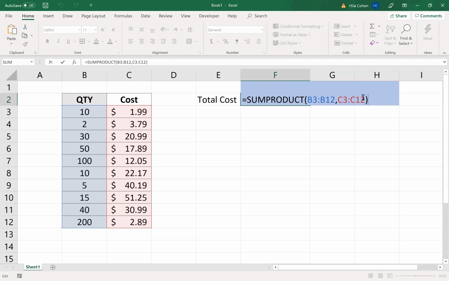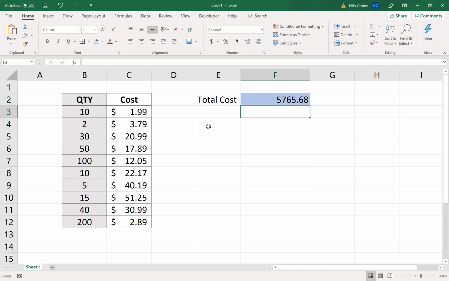You can multiply multiple areas, so it's not only two. If you have another area that you need to multiply by, you can separate that by commas. So that's the illustration for how to use the SUMPRODUCT function.